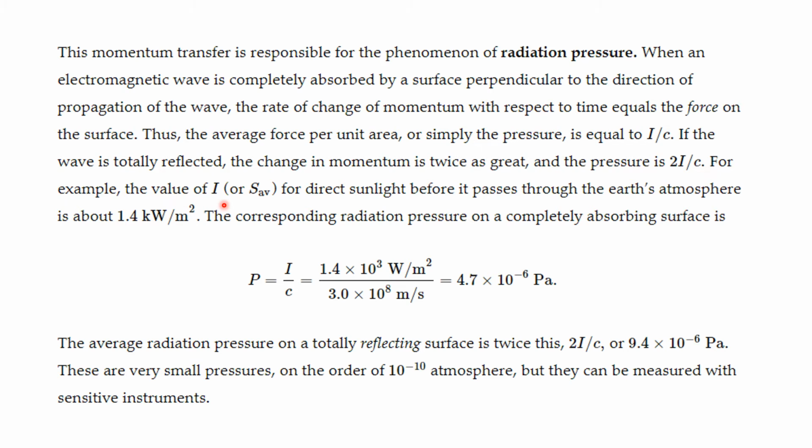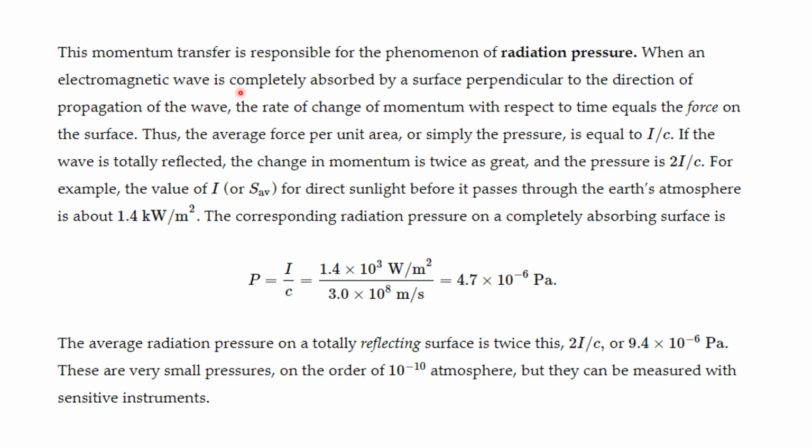So for example, the value of I for direct sunlight before it passes through the Earth's atmosphere, so you are in a vacuum, is about 1.4 kilowatts per square meter. And so we have 1.4 kilowatts times, and we're changing this into watts, so that's times 10 to the 3, that makes it the kilowatt per square meter. But then when we divide that by the speed of light in a vacuum, we get that this is the number of pascals. It also is a useful dimensional analysis exercise for you to see if you can work with these units to come up with pascals.